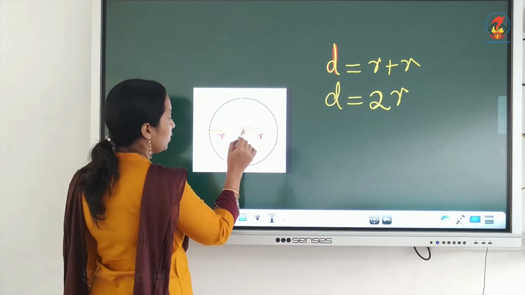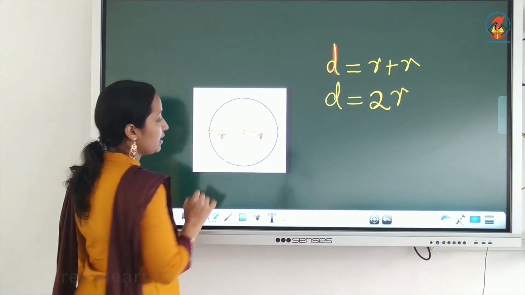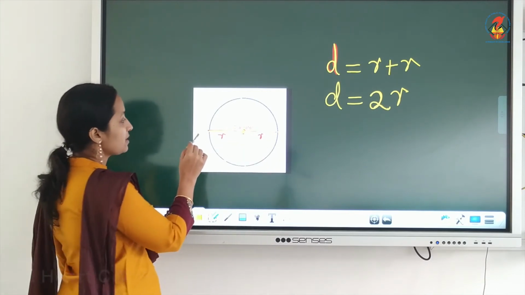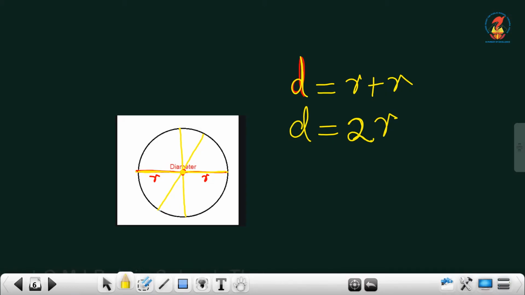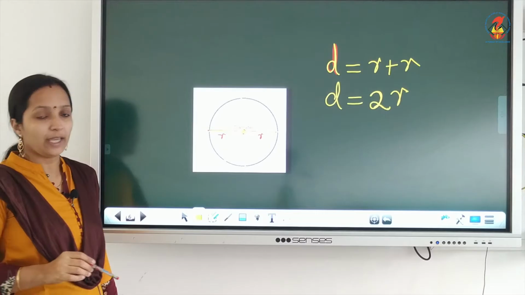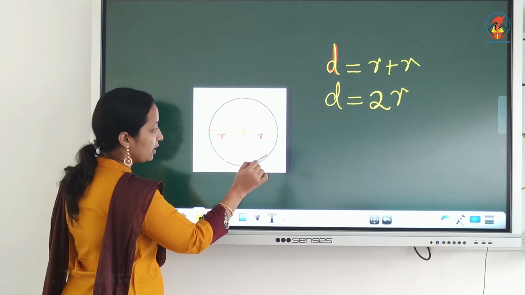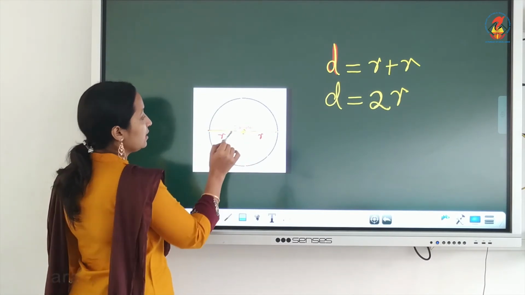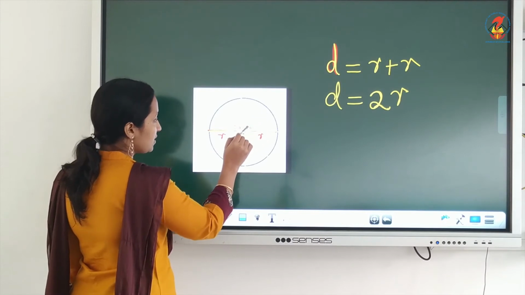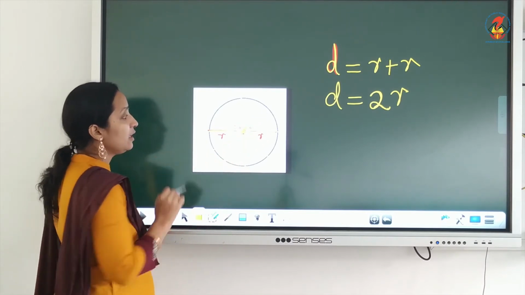From the center to any point on the circle is the radius. A line segment that passes through the center of the circle is called the diameter. Okay. From the center to any point is the radius. The line segment that is passing through the center of the circle is the diameter.